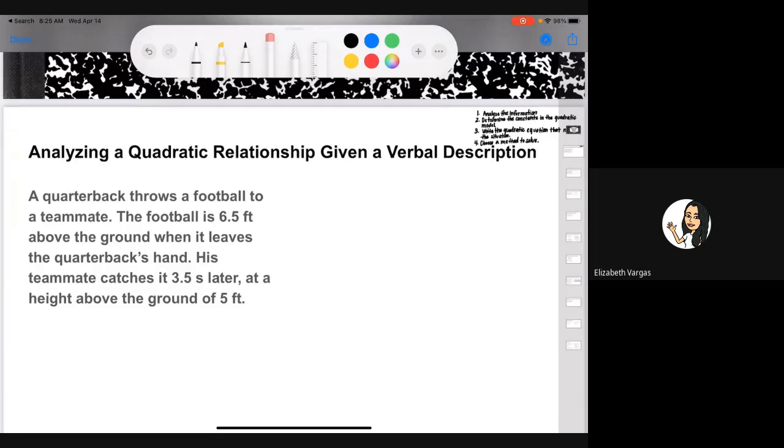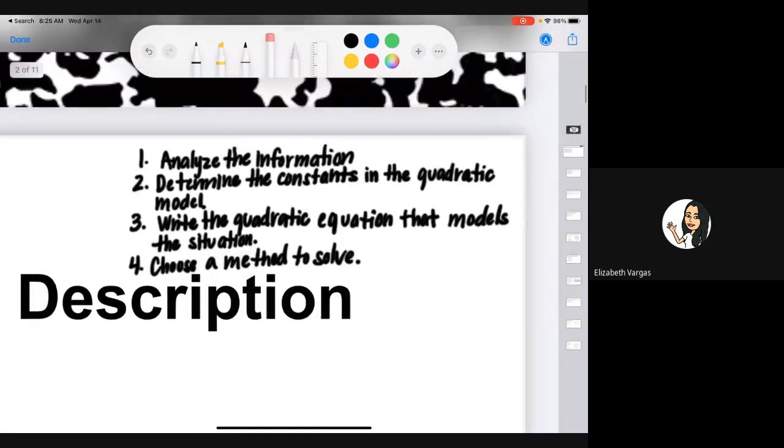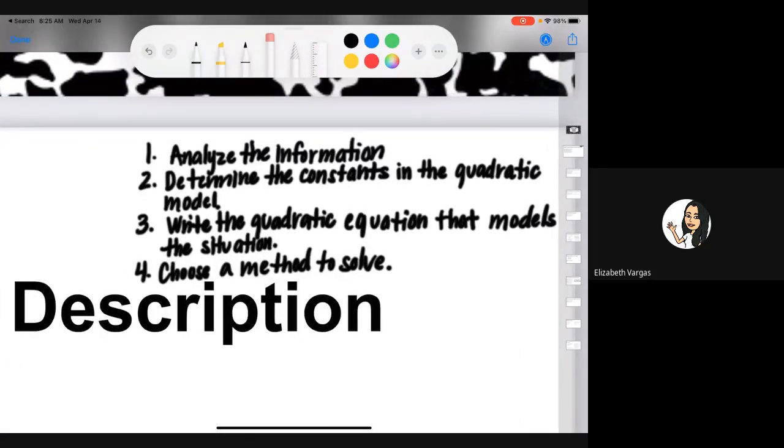We're going to see information whenever we're given it in a word problem, whenever we are given it in a graph, and whenever we're given it in a table. And based on this, we're going to be able to create quadratic equations. The steps that we're going to take: the first thing we're going to do is analyze the information, see what we're given, see what we need to model to begin with.